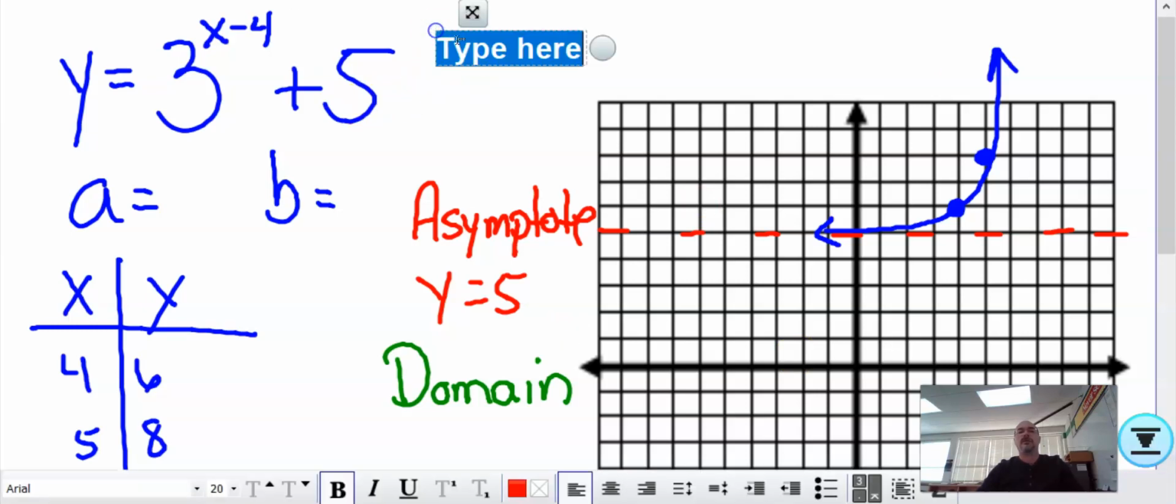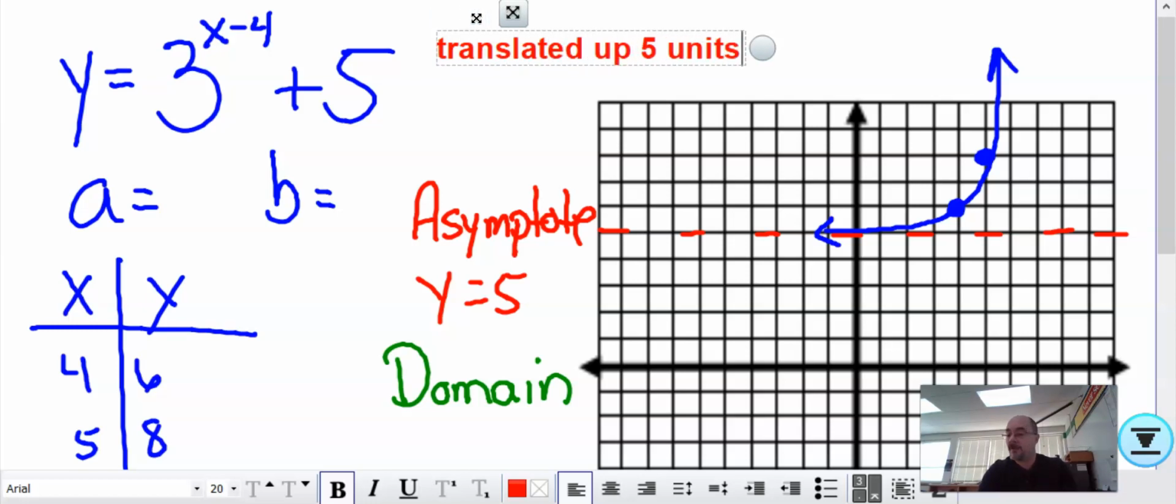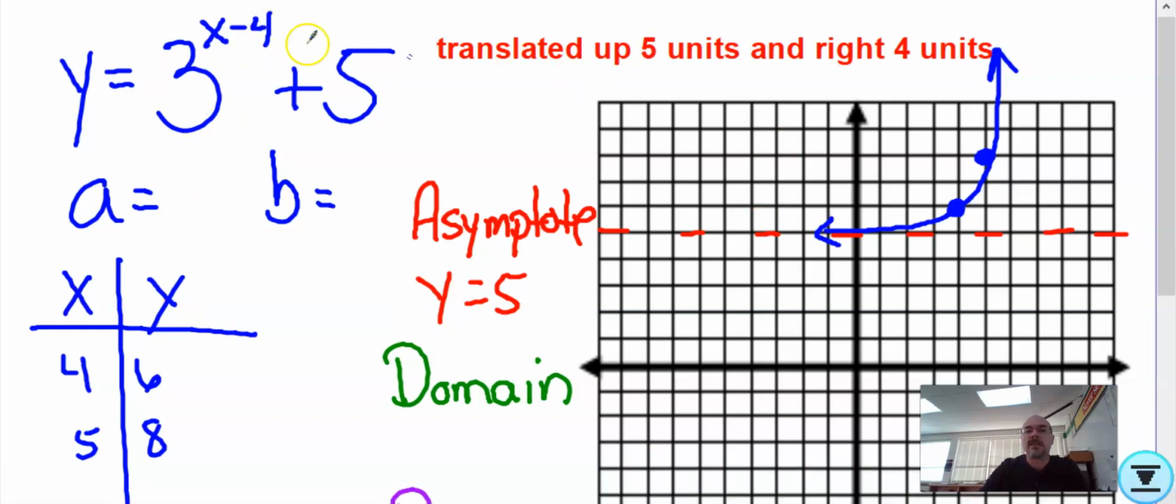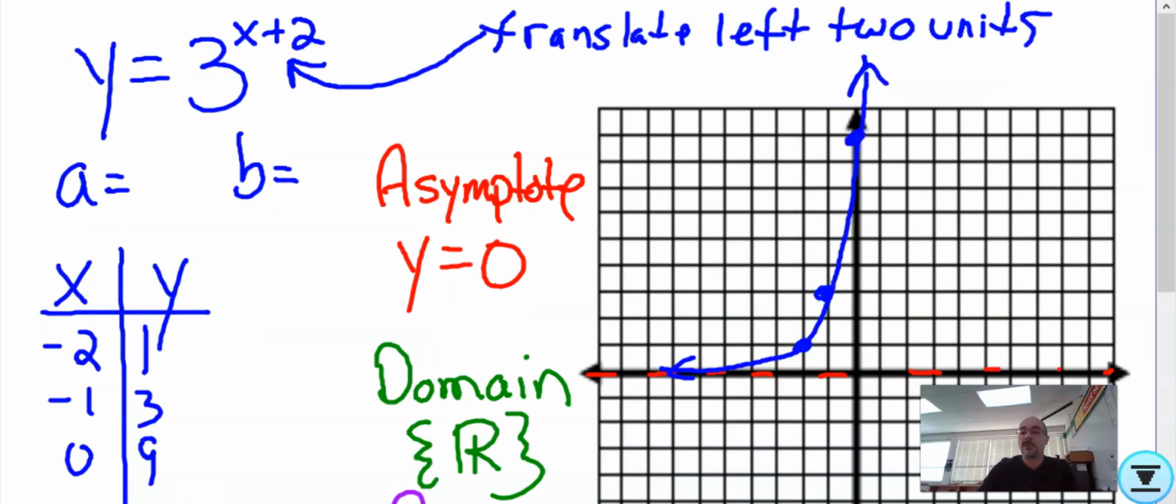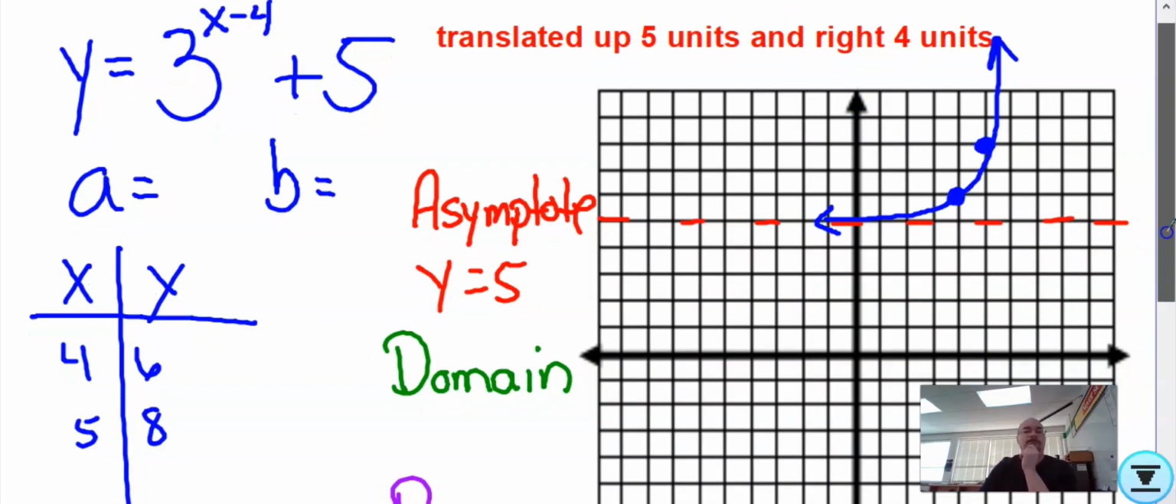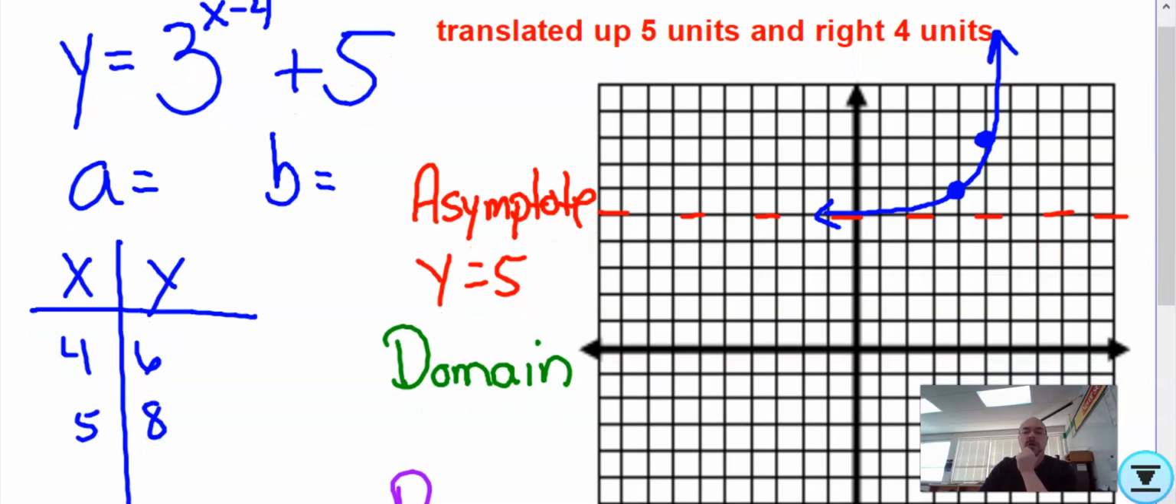There it is. So this one did 2 things, and I'm going to type this instead of write it. This one translated up 5 units, and that affected the asymptote, and right 4 units. Interesting. Notice how inside, it's a -4, but it translated right. This one was a +2 and it translated left. Ooh. Okay, watch out for that. All right, well, the domain did not change. It is still all real numbers.